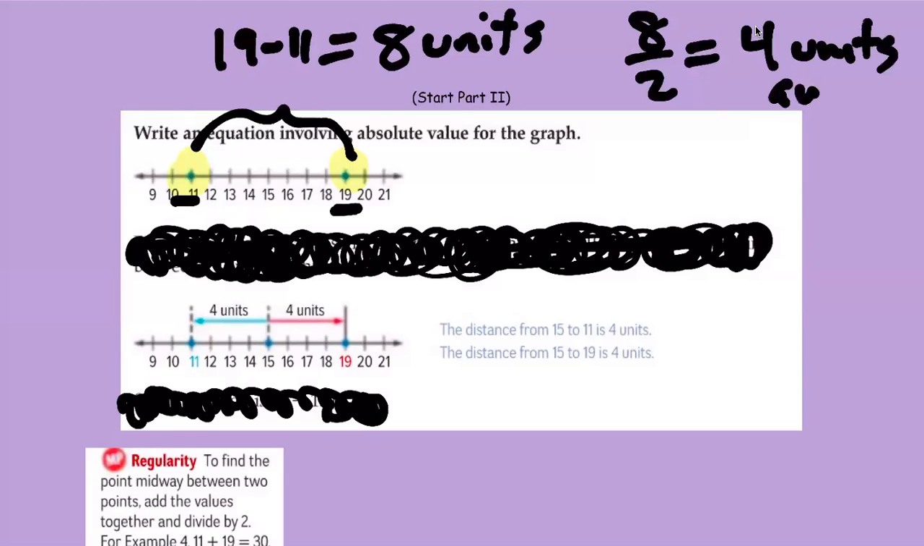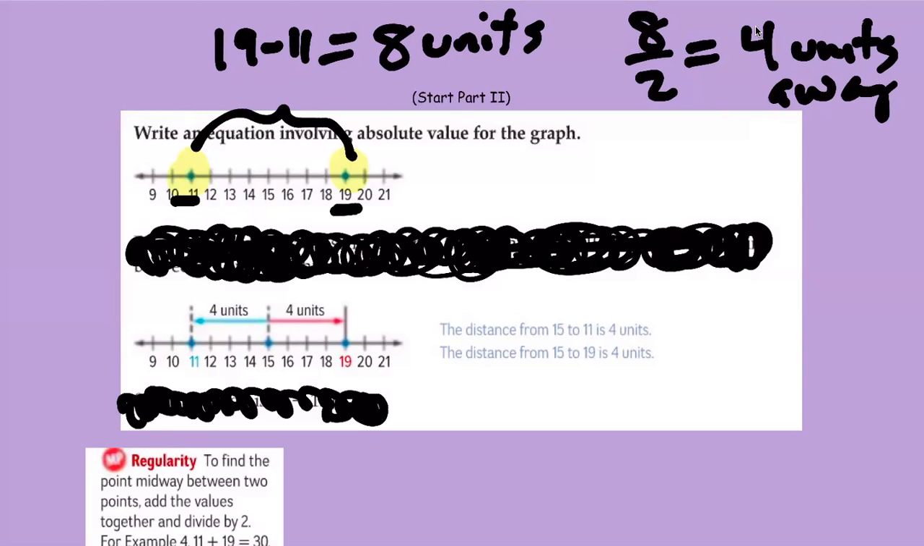4 units away from either endpoint. So it's 4 units away from 19, or it's 4 units away from 11. So it's either 4 units less than 19, or it's 4 units more than 11, because it's between the endpoints. Those are the two criteria. It's got to be 4 units away, and it has to be between the two endpoints.